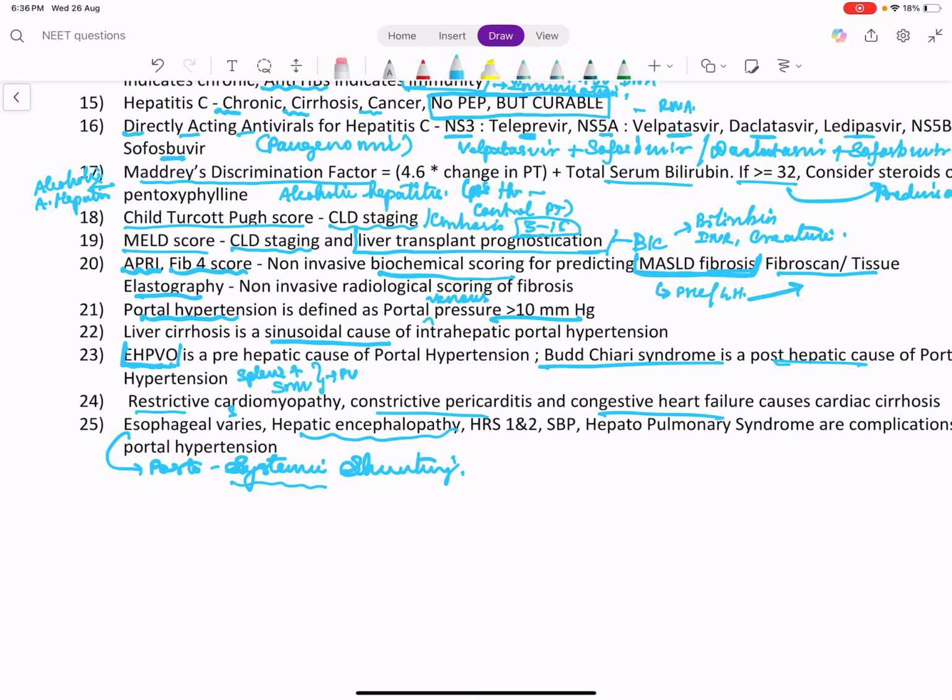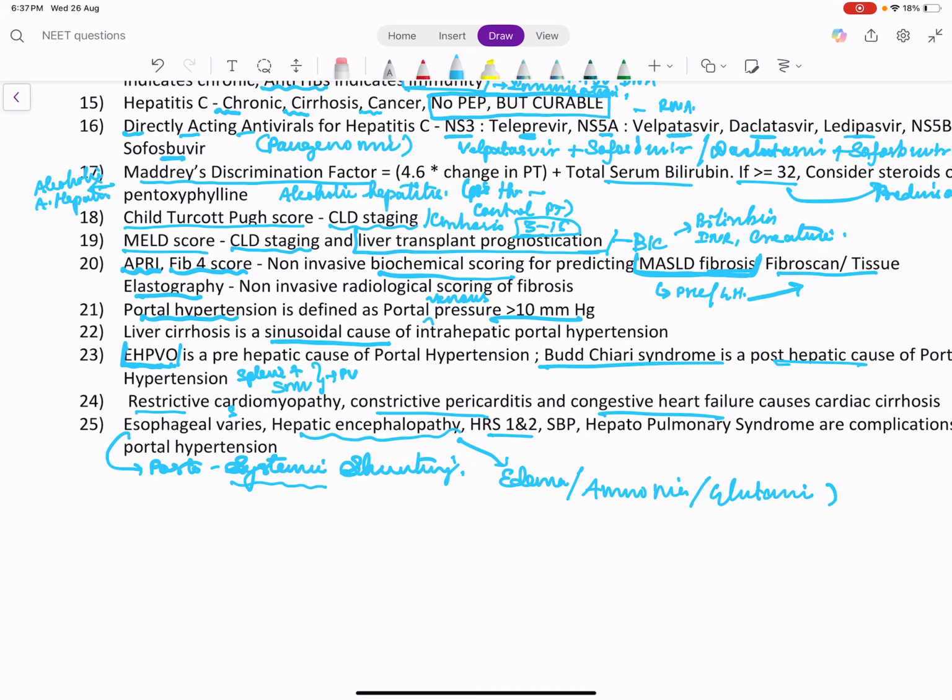Hepatic encephalopathy. Because of this portosystemic shunting, the undetoxified content in the portal vein enters the systemic circulation, enters the brain and causes edema. Especially ammonia or glutamine, such substances cause brain damage.